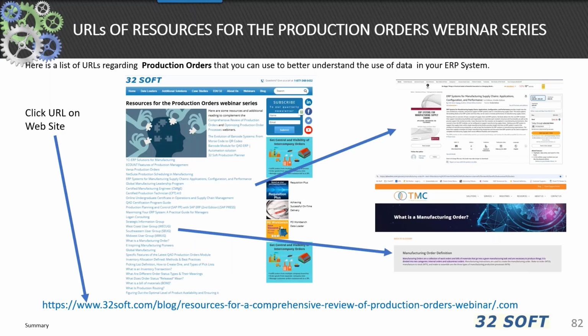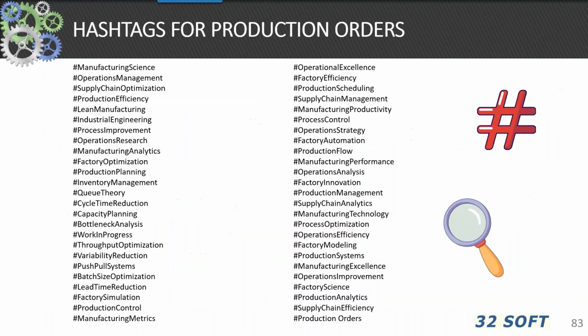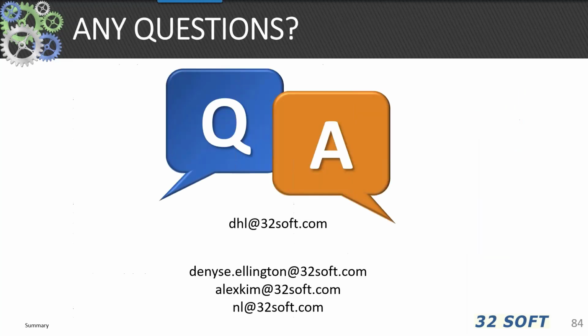As I mentioned, here's a list of all the URLs with clickable links for all slides, documents, and records that we used for the presentation. Just click the site on the website, 32Soft, and it'll take you to material that may help you better understand the use of ERP in your system. It's always good to learn how to use the new social media and artificial intelligence in search of information in this age of Aquarius. Here's a list of hashtags for production order subjects to QAD.